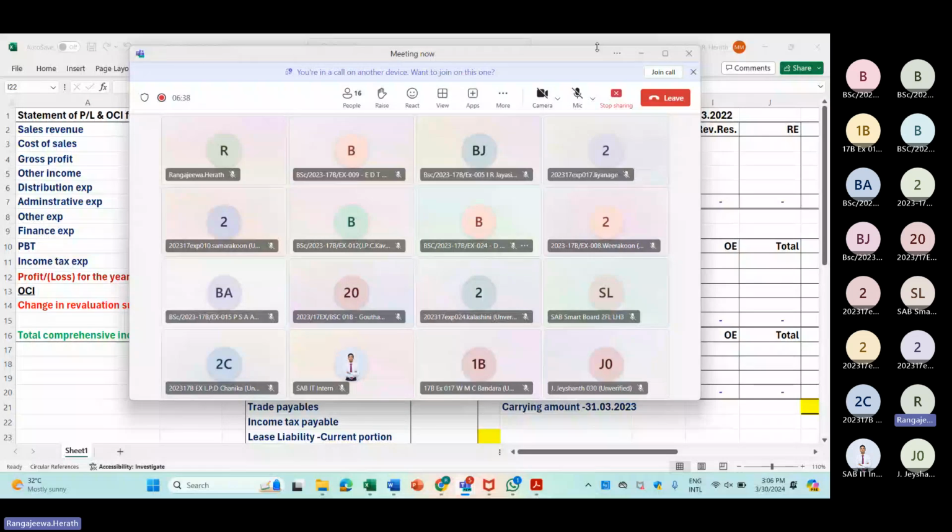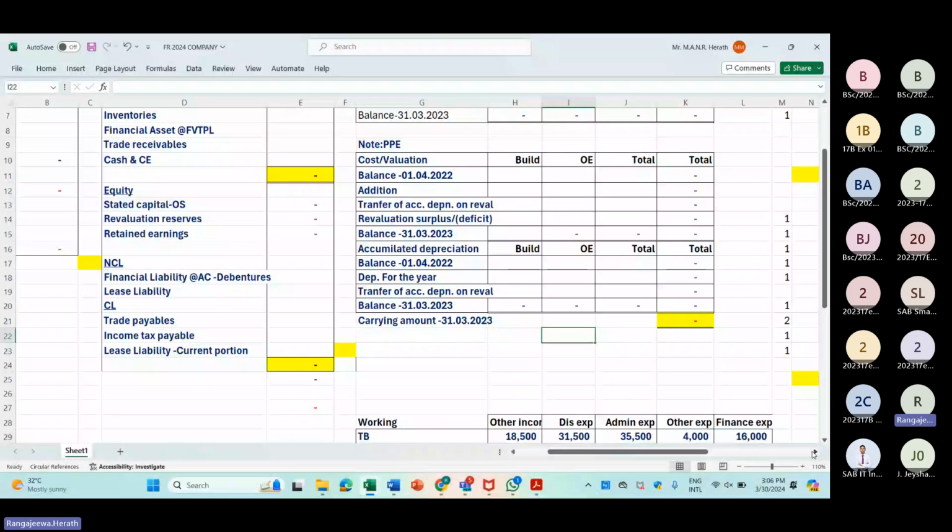Right here, now you can even have this expense working. Yeah, you need the working for expenses. You can take the trial balance figures, other income, distribution, finance, and other.